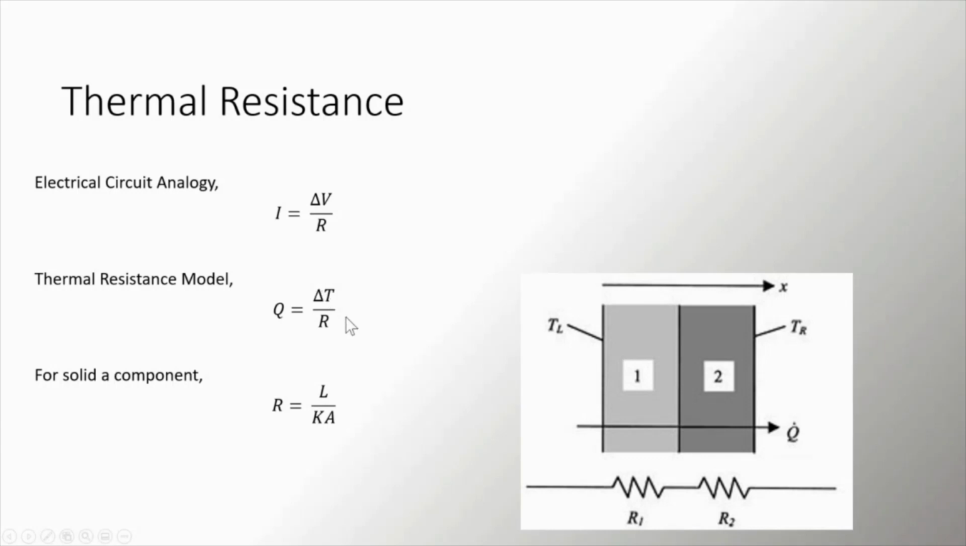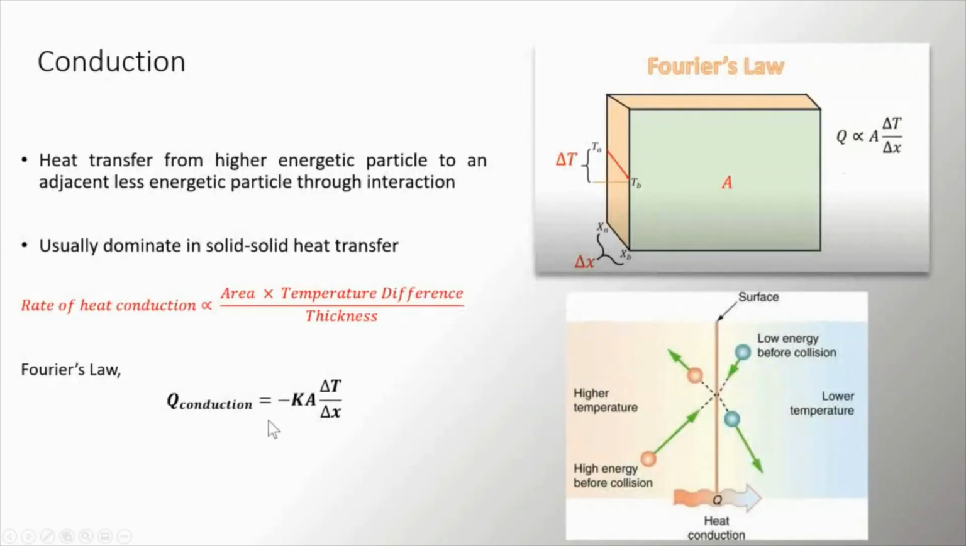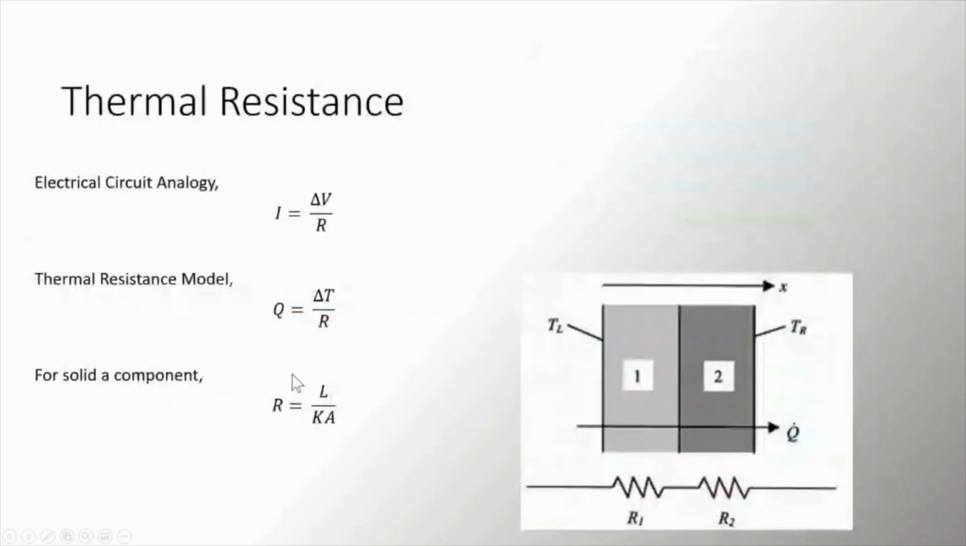So what do the R account for? You know that Q equals ΔT over R, and from here you know that Q equals negative kA ΔT over X. If you compare these two equations, your total resistance looks like that.